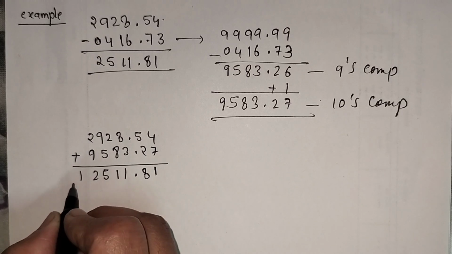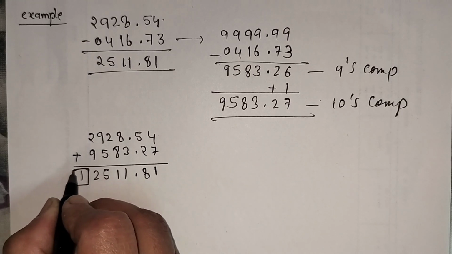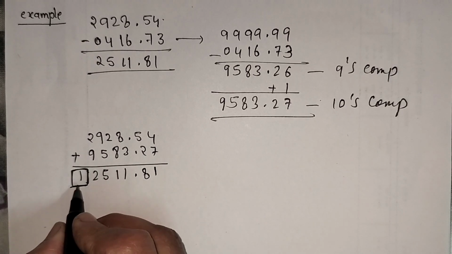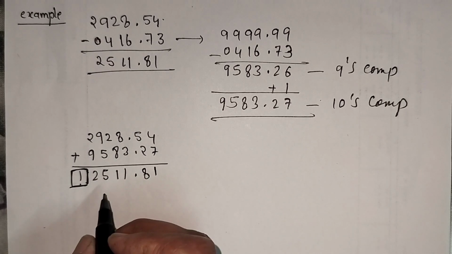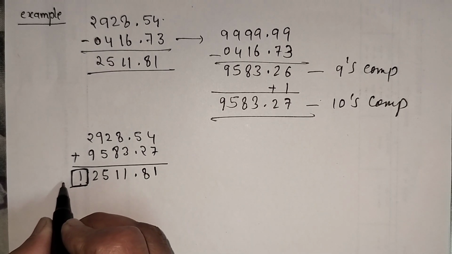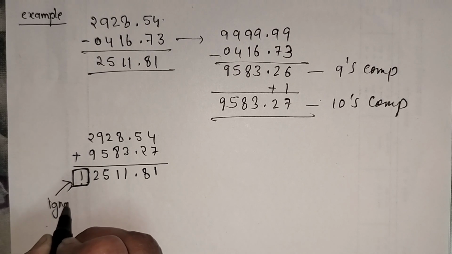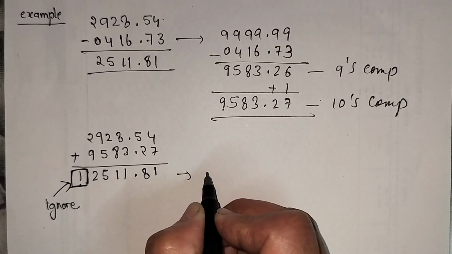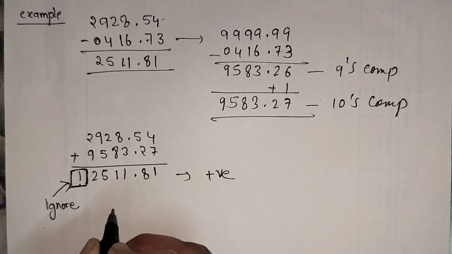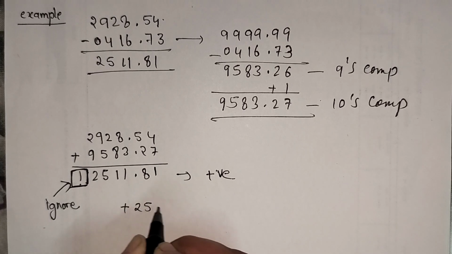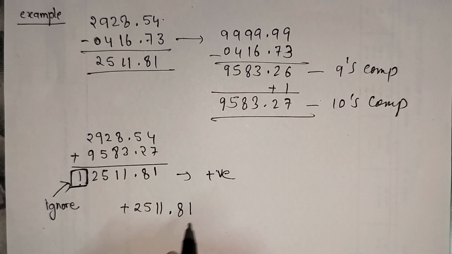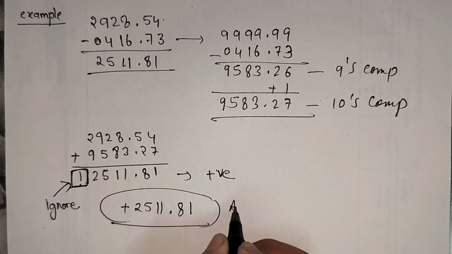We can see this one is carry. Now this one carry shows that the result is positive and we will ignore this carry. So the result is plus 2511.81. This is our answer.